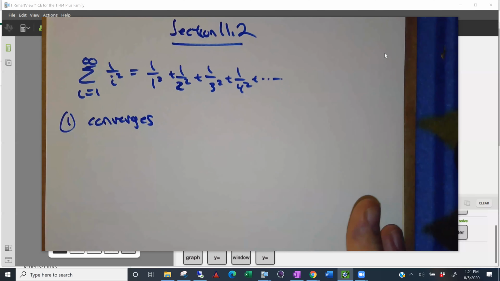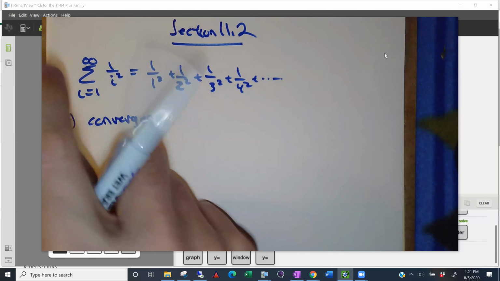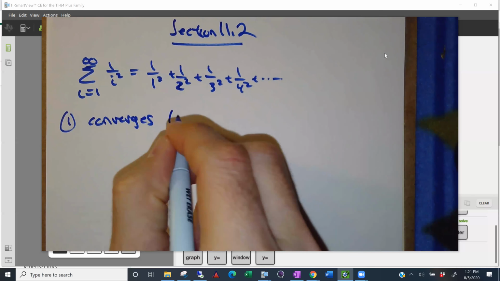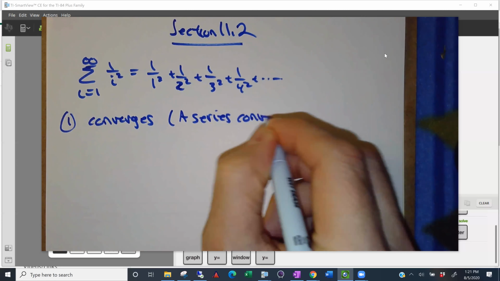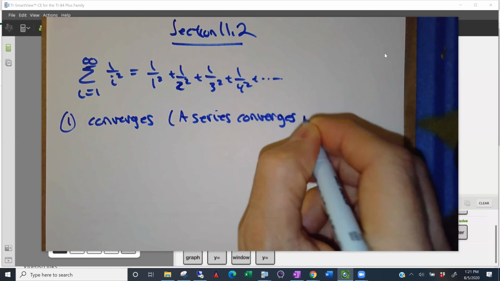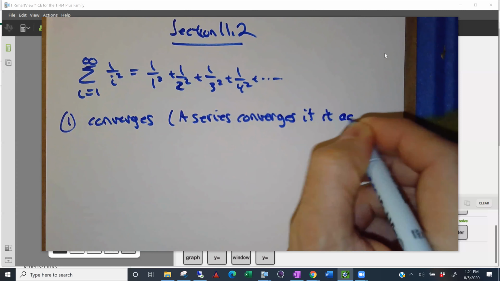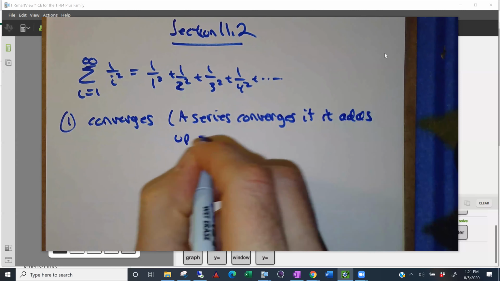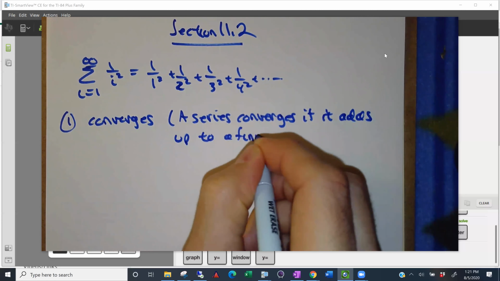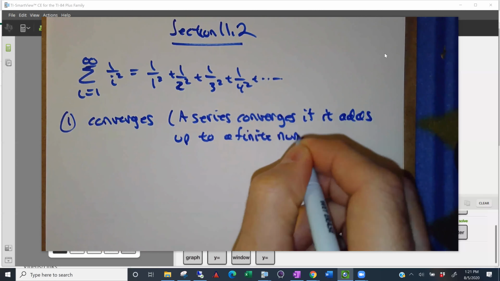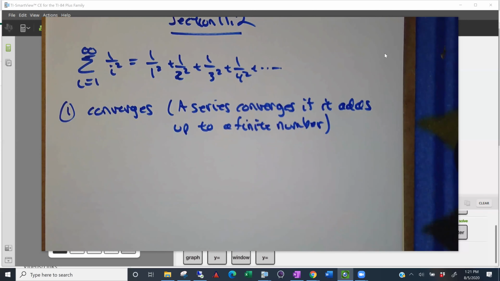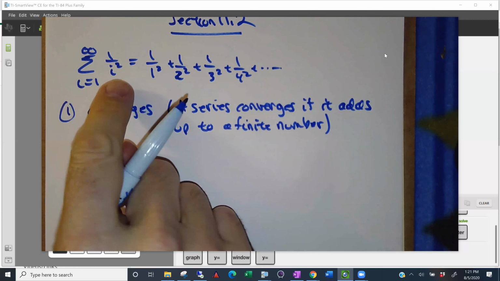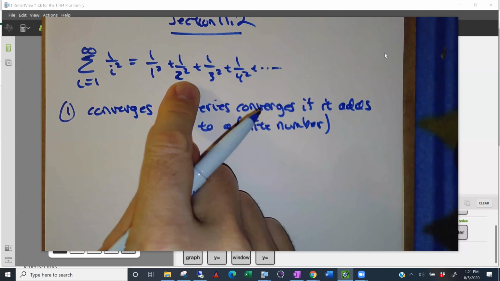Now, if a series converges, really what that means is that the series adds up to a finite number. That is, this adds up to a finite number. A series converges if it adds up to a finite number. Doesn't matter what that number is, just as long as it's less than infinity. So that's nice. And interestingly enough, this series does converge.